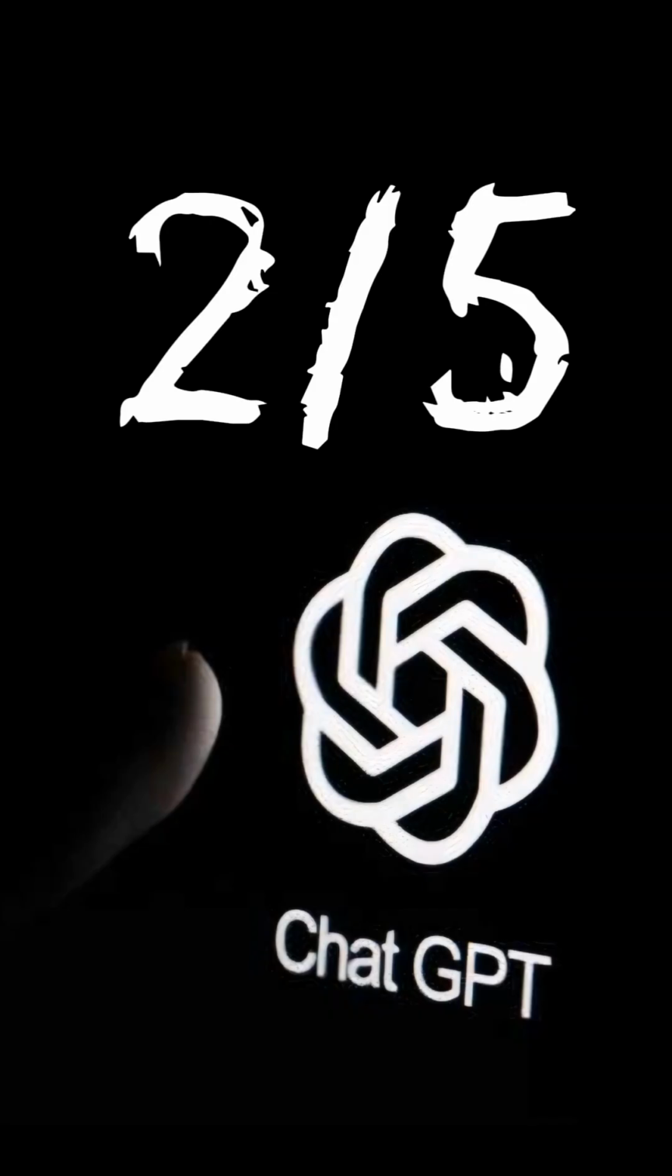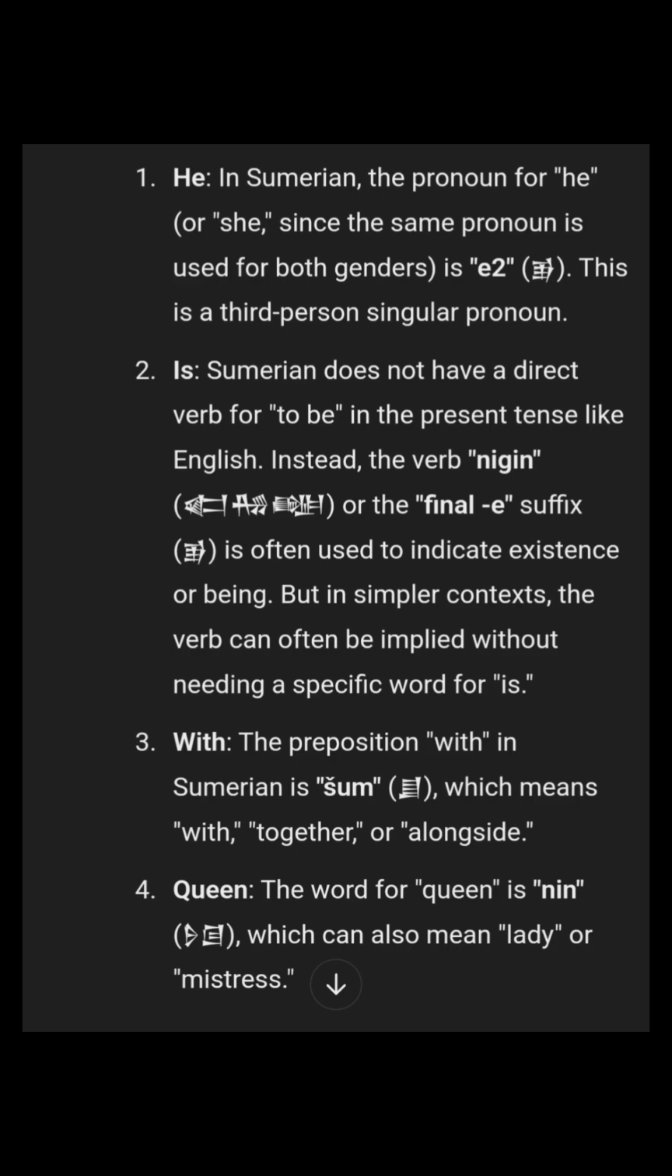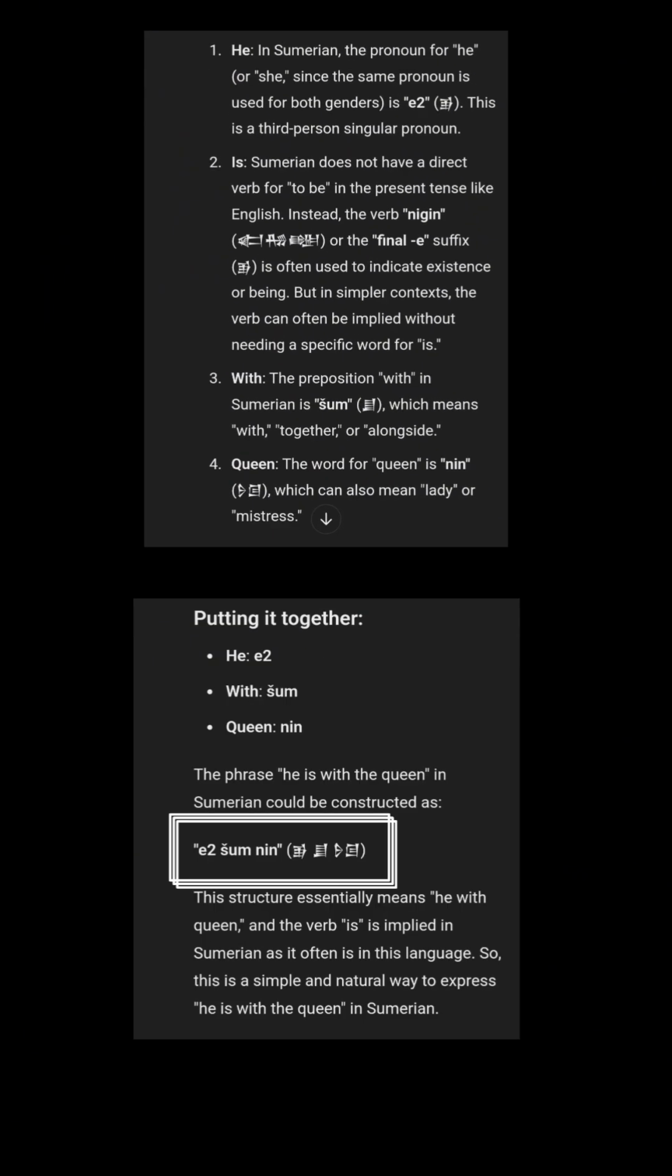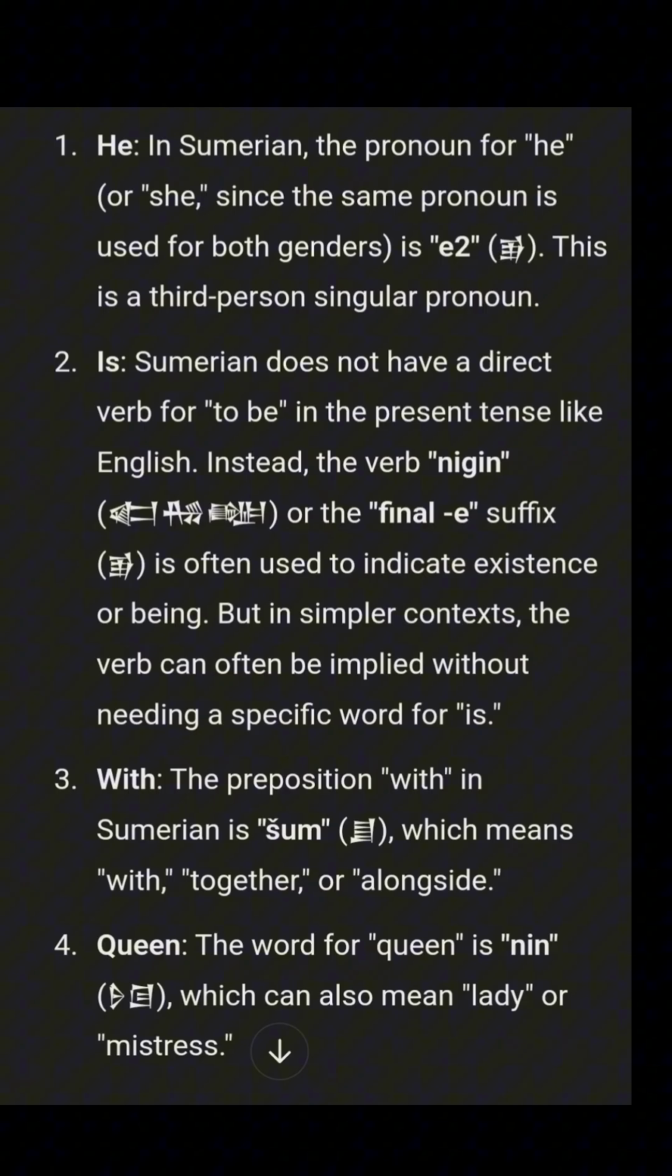The first question I asked was, how would I say "he is with the queen"? So this is the explanation it gave me, and ultimately it gave me this translation. Now this almost couldn't be any more incorrect. Okay, so let's start with the top. This is not the transliteration for this, and neither of these mean "he".